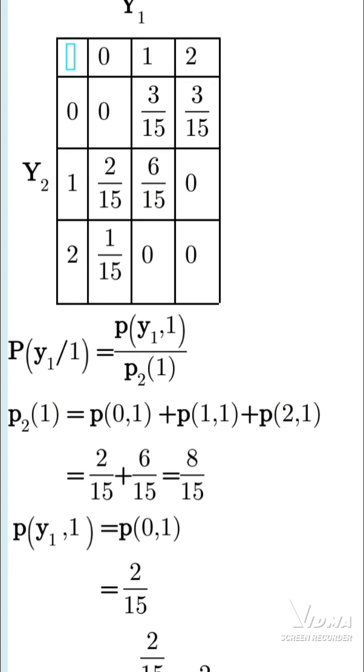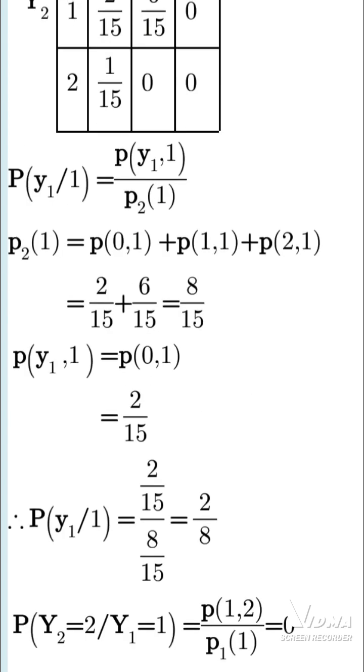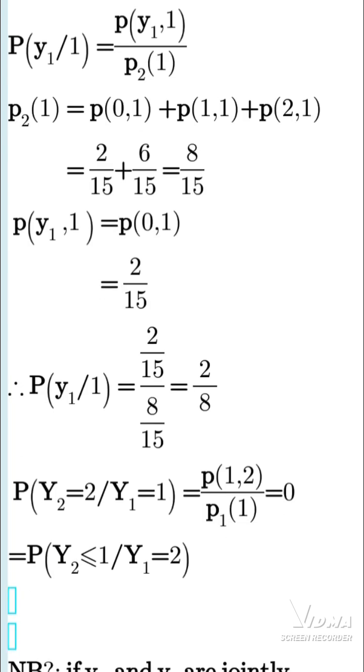What we have under 0 and 1, that is y1 to be 0 and y2 to be 1. That is the only case we can have. That is 2 over 15. And if we check the table, 0, 1 is 2 over 15, and we have that. Then we apply our formula back. Then we have our final answer to be what? 2 over 8.